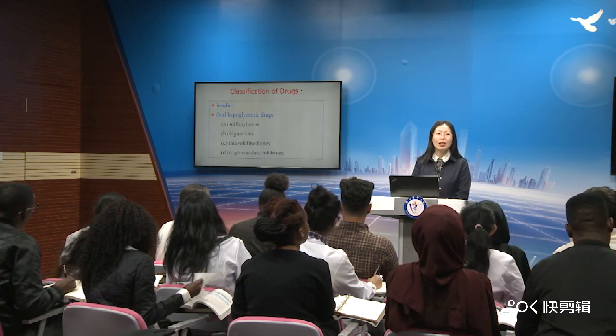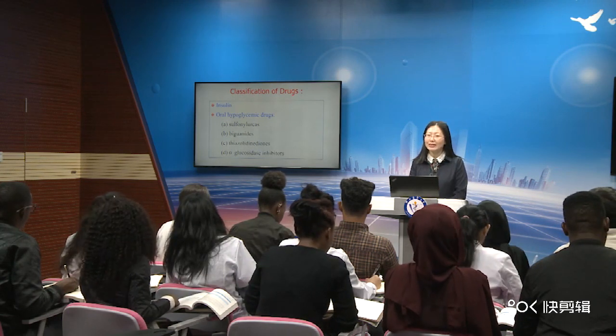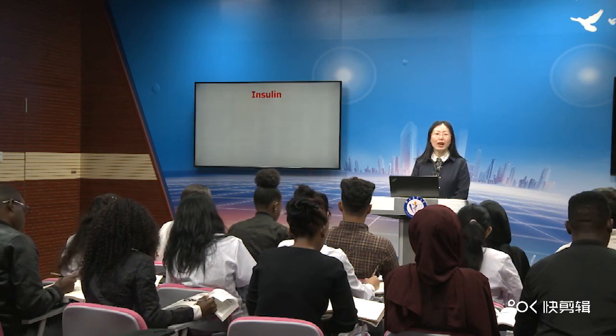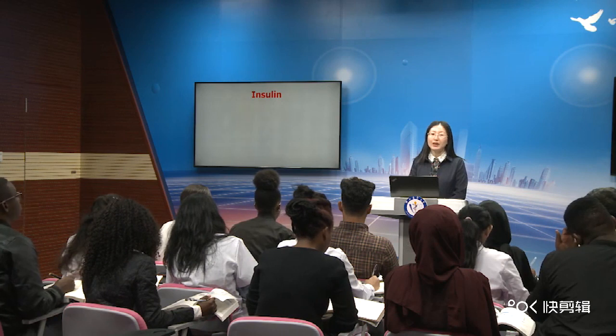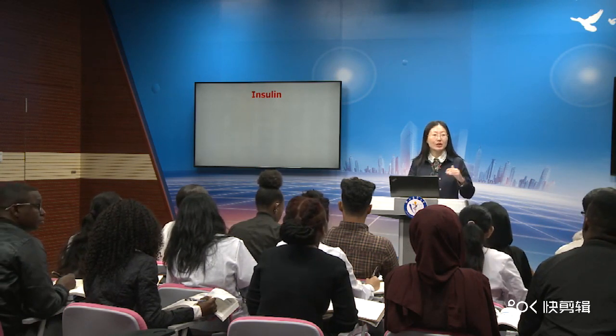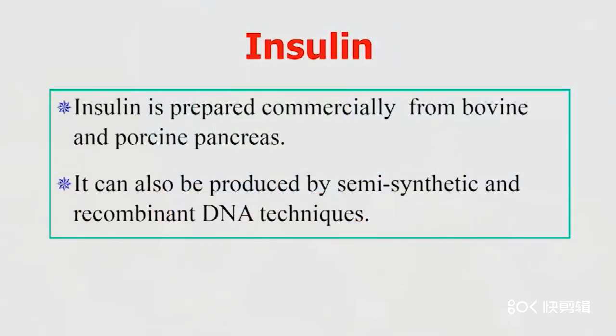The first kind, a very important drug used to treat diabetes mellitus patients, is insulin. We know that our pancreatic beta cell releases insulin, and its major function is to reduce glucose level. Insulin is prepared commercially from bovine and porcine pancreas. So at first it came from animal resources. But animal resources have problems.